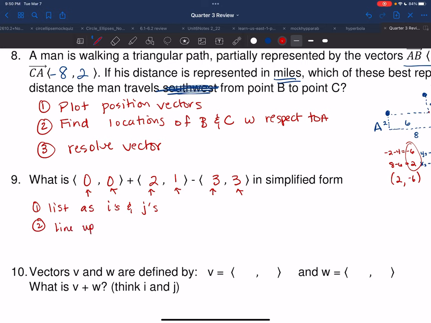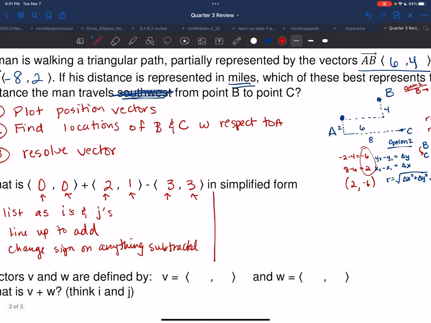line up to add, change sign on anything subtracted. Okay, so that's our process. So let's take a look at this.